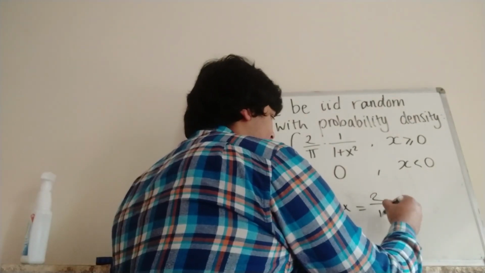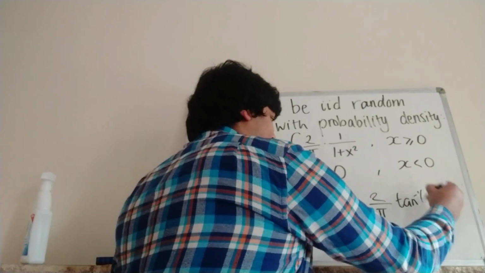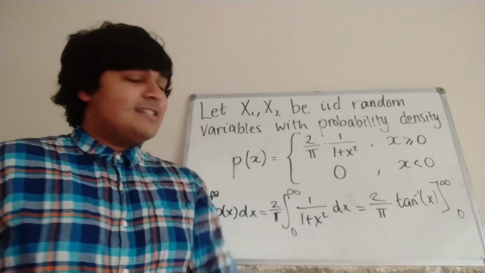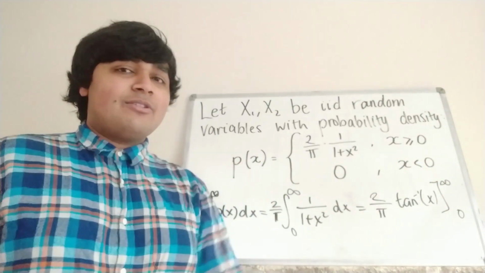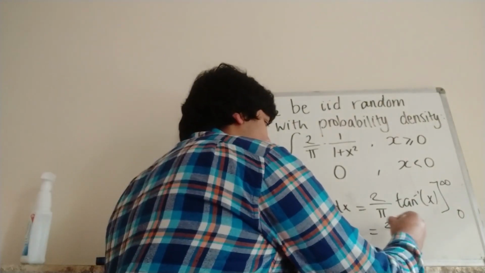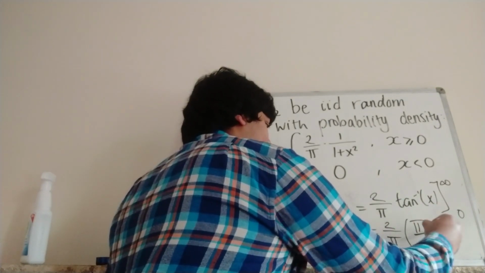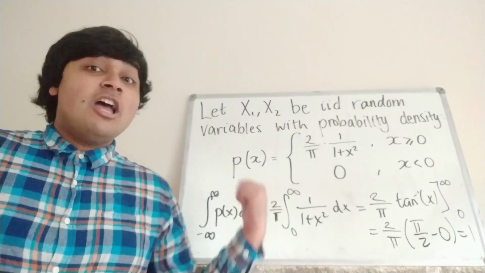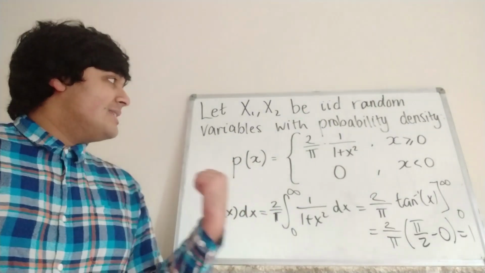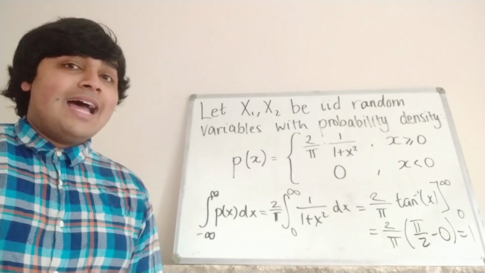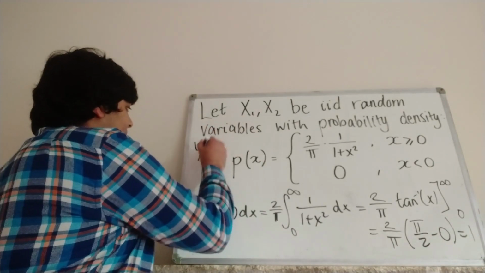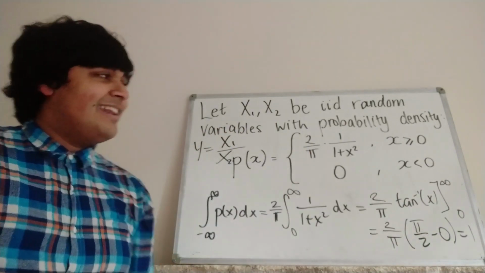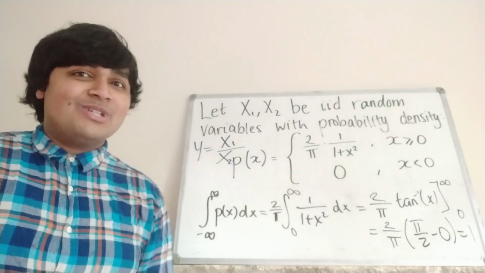So this is 2 over pi times inverse tangent x, from 0 to infinity. When you plug in infinity into inverse tangent x, you get pi over 2, and when you plug in 0, you get 0. So this is just 2 over pi times pi over 2 minus 0, and that of course is 1. Okay, so p of x certainly is a probability density. Now what we want to do is introduce a new random variable y, and y is, let me just write it here, just going to be x1 divided by x2. But I'll write this up on a clean whiteboard, so let me just clean up the whiteboard and we'll continue.